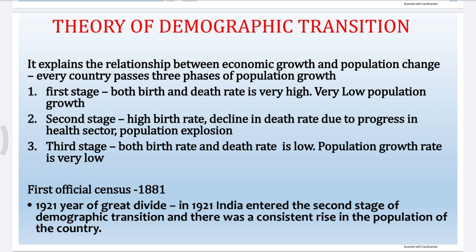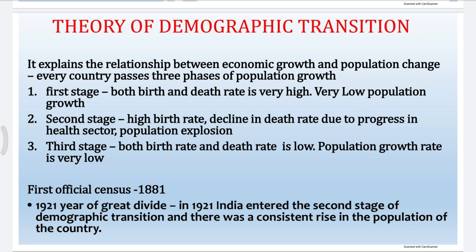In India, the first official census took place in 1881. Census operations were carried out every 10 years. Before 1921, India was in the first stage of demographic transition. The second stage of demographic transition in India began after 1921. That's why the year 1921 is termed the Year of Great Divide.